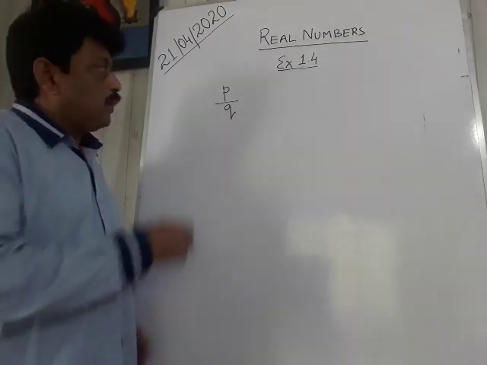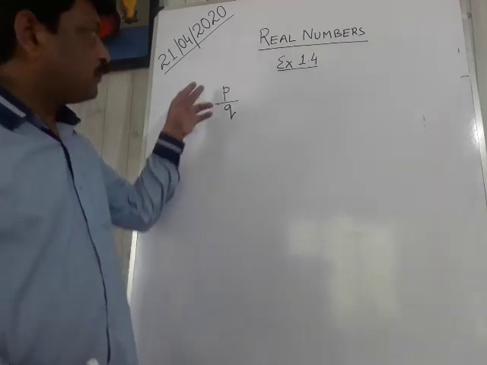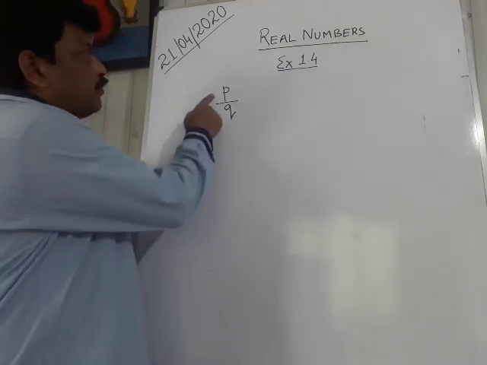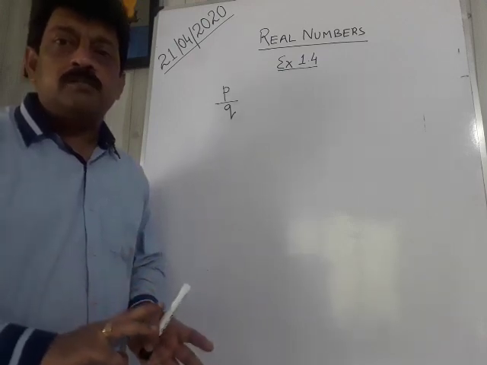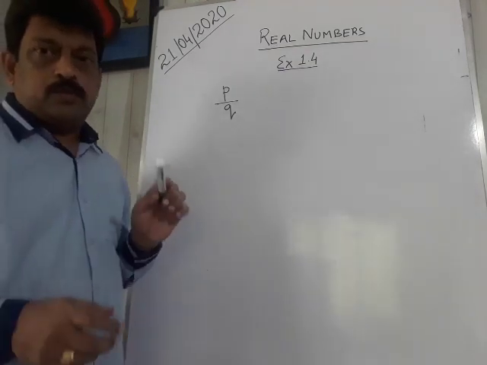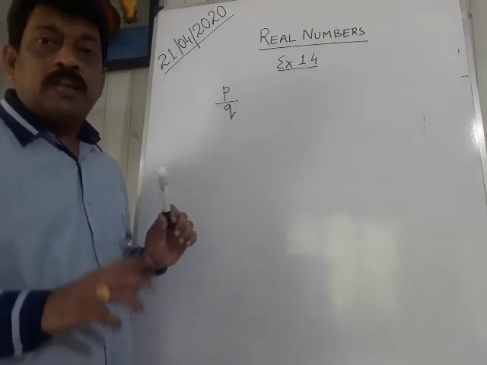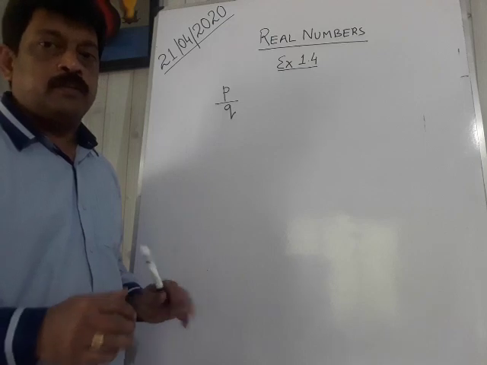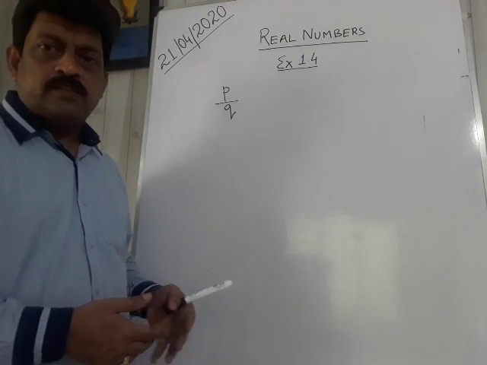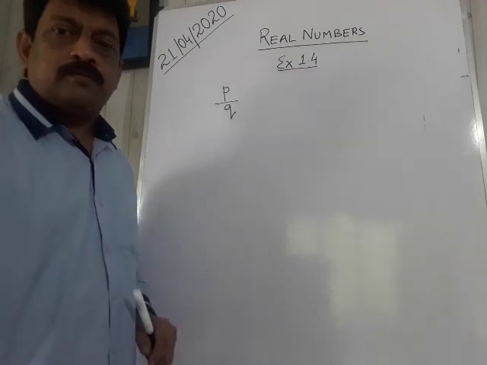Some more discussion on rational number. A number is given in the form of p by q, rational number, where p and q both are integers and q not equals to 0. The question is asked whether p by q will have terminating decimal or non-terminating decimal without directly dividing p by q. Without dividing it, how can we understand whether p by q will have terminating decimal or non-terminating decimal? So there must be some rule so that we can classify a given fraction as terminating decimal or non-terminating decimal. So let me show you that.